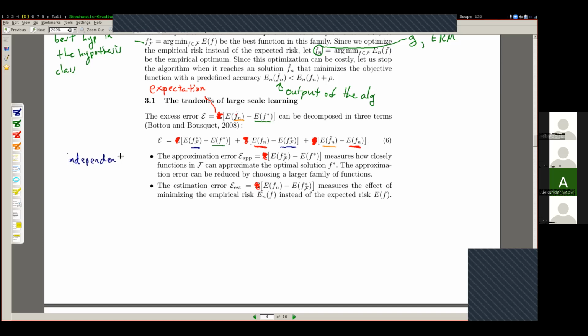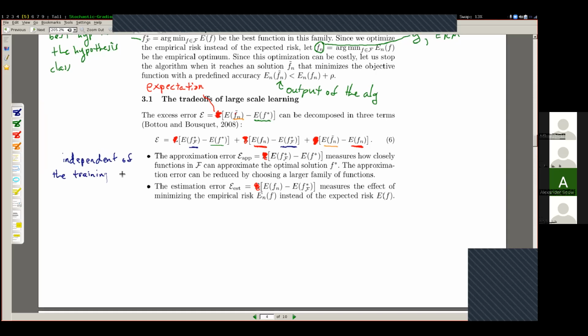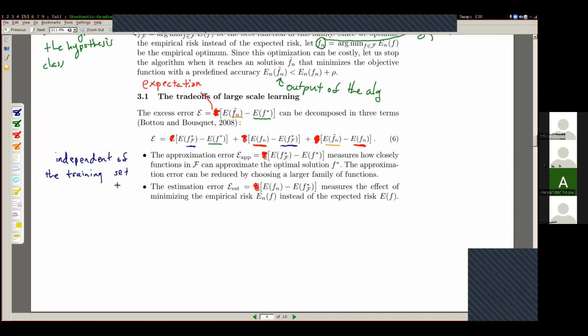So I'll write that: independent of the training set. And again, in the limit, as n goes to infinity, then f sub n will go to f star sub F. And this thing right here just follows immediately from the definitions of these two terms.